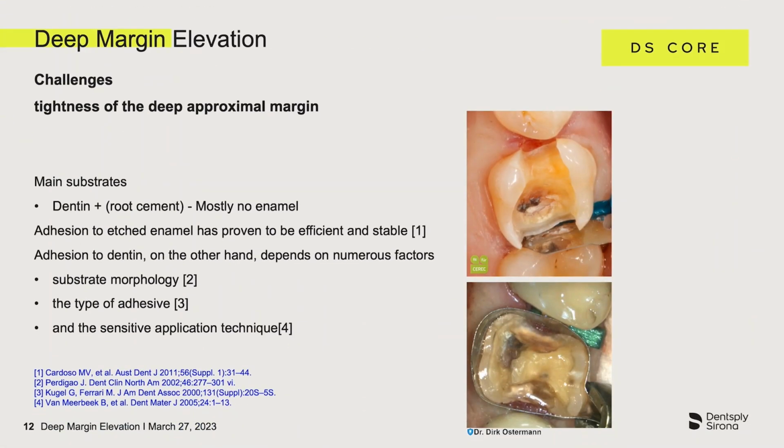Let's first look at the substances involved. Usually we have dentin in such deep subgingival cavities or even root cement. There is usually no enamel in these regions. It is generally known that the adhesion to etched enamel is very efficient and stable, but the adhesion to dentin, on the other hand, can be influenced by various factors. On the one hand, there is the morphology of the dentin, and on the other hand, the type of adhesive used. And of course, there is always the sensitivity of the adhesive cementation procedure.